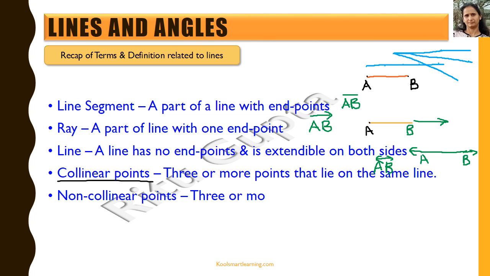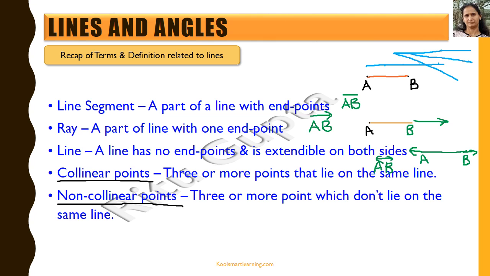And we've already talked about non-collinear points. If 3 or more points do not lie on the same line, then they are non-collinear points. The important thing to note here is we're talking about 3 or more. We're not talking about 2, because any 2 points will always fall on a line. If we just join these 2 points, we get a line. So we talk about 3 or more points. If all of them lie on the same line, then they are collinear points. If they do not lie on the same line, then they are non-collinear points.